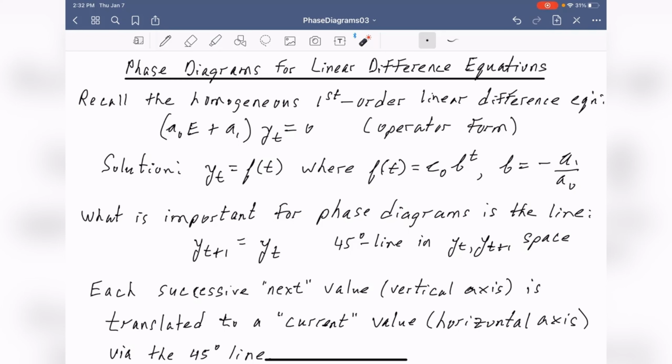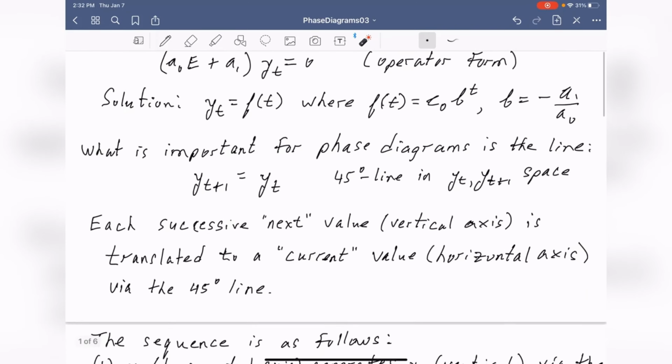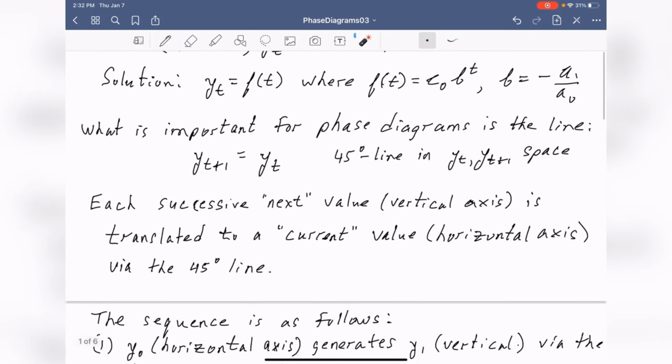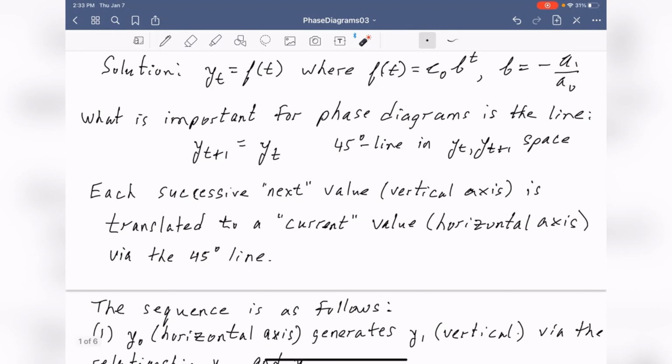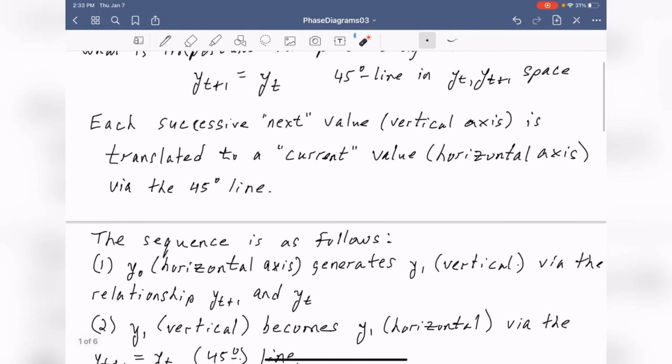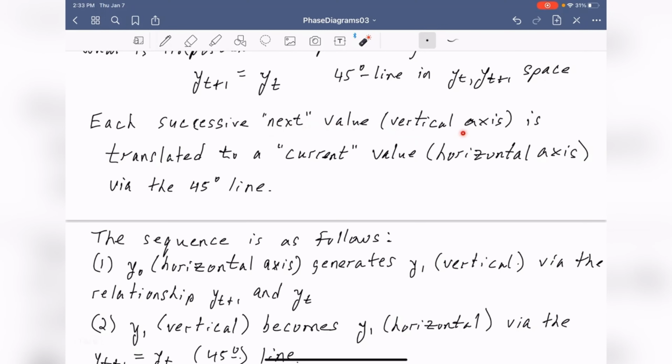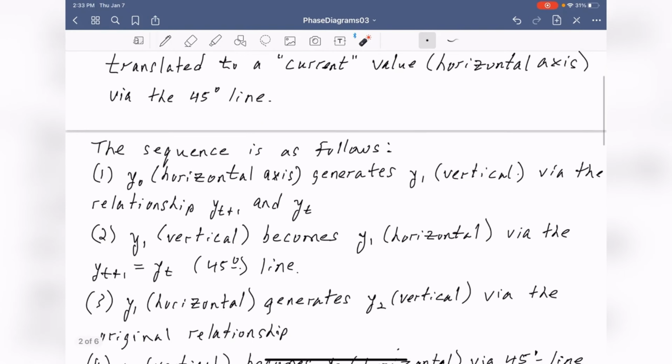In this case, a1 is here, and a0 is the coefficient on the yt+1. What is important for phase diagrams is the line yt+1 equals yt, which is simply a 45-degree line in yt+1, yt space, as we'll see in the next diagrams. Each successive next value, which is the vertical axis value, is translated into a current value, horizontal axis value, via that 45-degree line. The sequence is as follows.